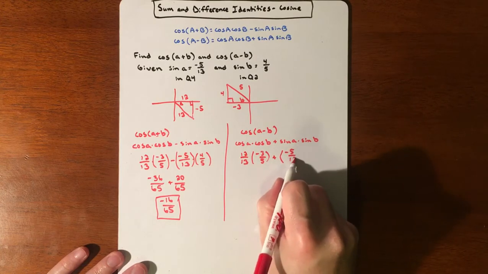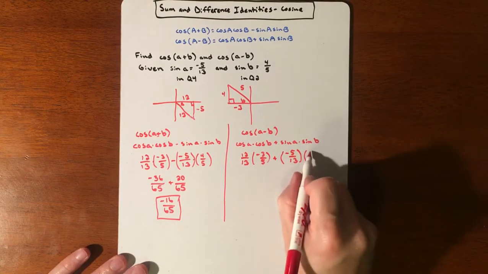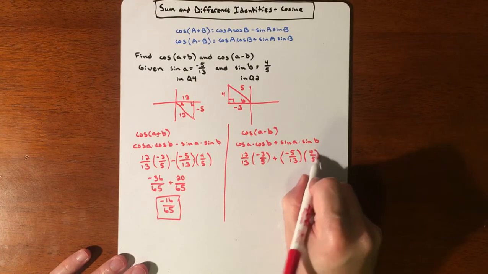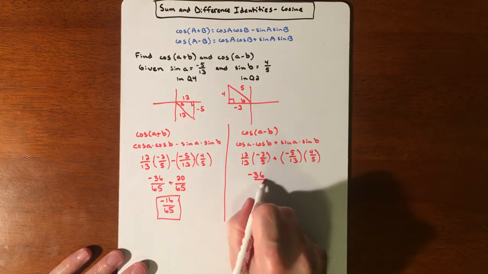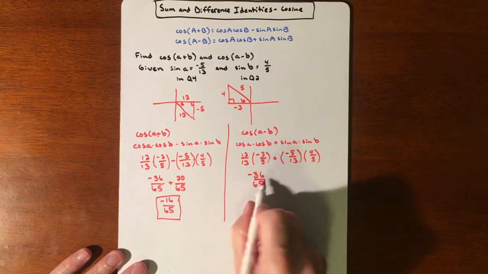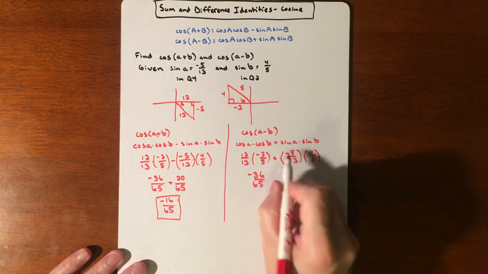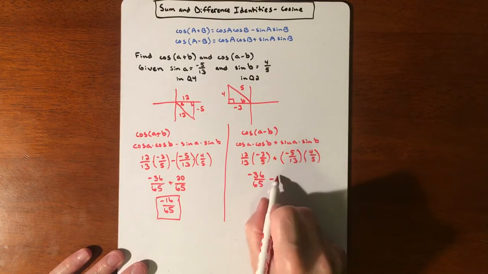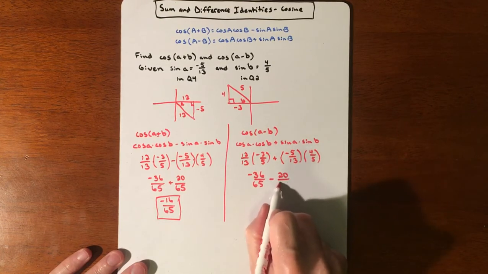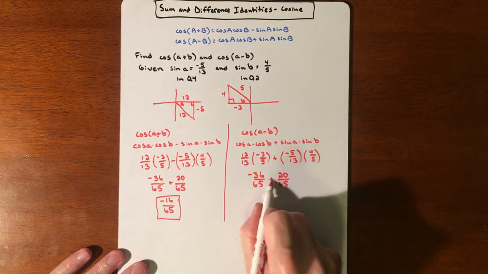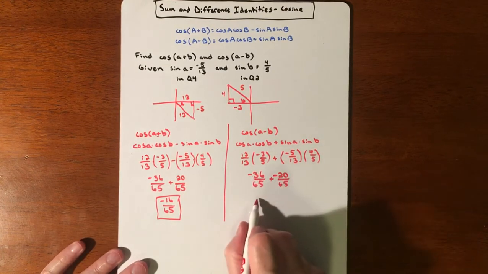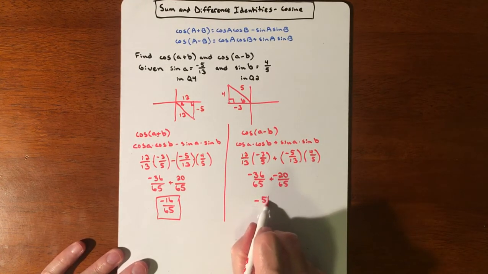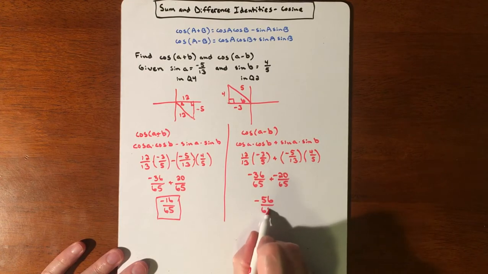Negative 5/13 and 4/5. So we still get negative 36/65, but this time we don't have a negative and a negative to cancel, so now we're going to subtract 20/65, or add a negative 20/65, whatever you think is easier. So that adds up to negative 56/65.